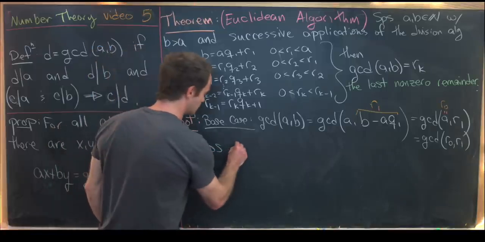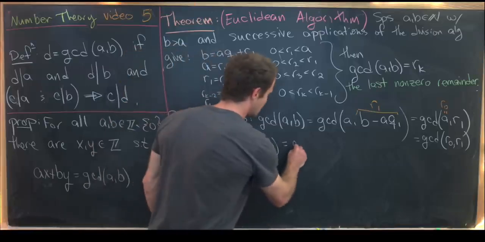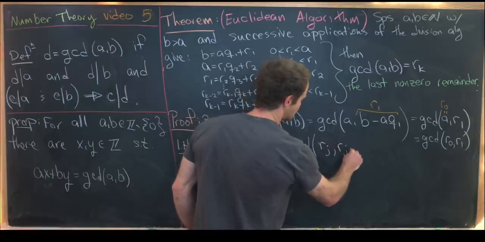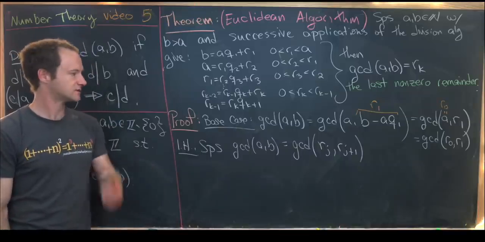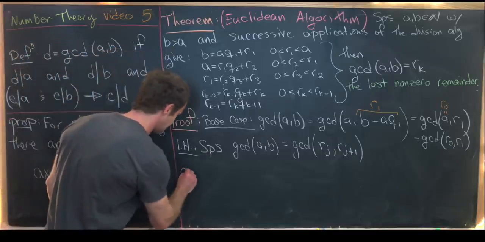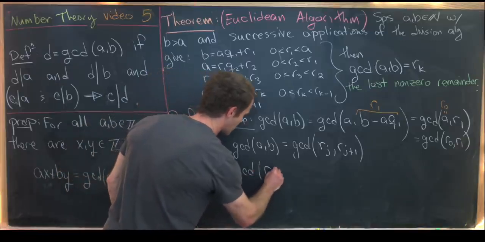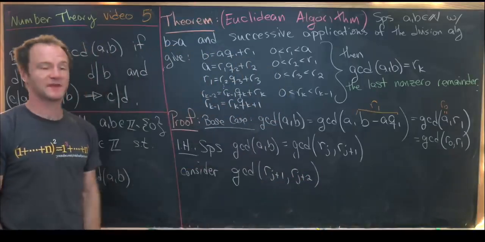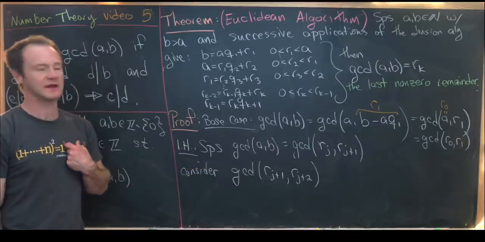So we will suppose that the GCD of A and B is equal to the GCD of Rj with Rj plus 1. In other words, the GCD of successive remainders. And after making this induction hypothesis, we want to consider the next case. So let's consider the GCD of Rj plus 1 with Rj plus 2. So we hope that that's the same thing as the GCD of A with B. Okay, so where can we go from here?